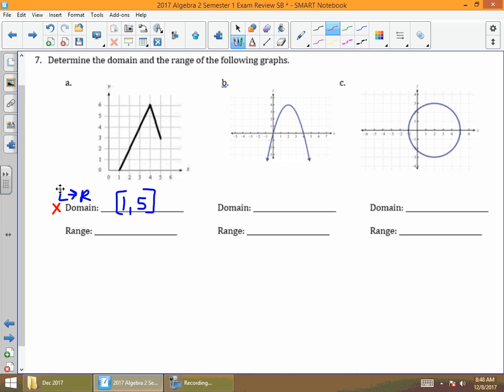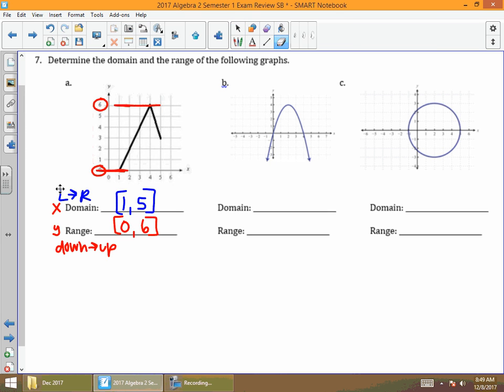We do the same thing for range, but for range we look down to up, which is how the y-axis goes. So the lowest point this graph goes to is 0, and the highest point this graph goes to is 6. And same thing for that one. Neither of those points are open, so 0 and 6 are both included in your range.